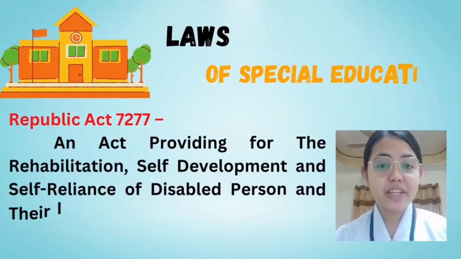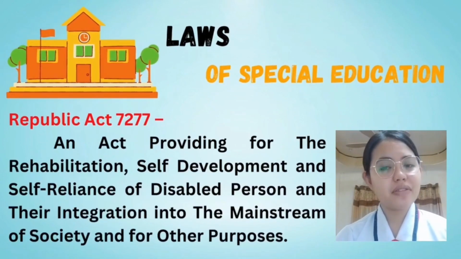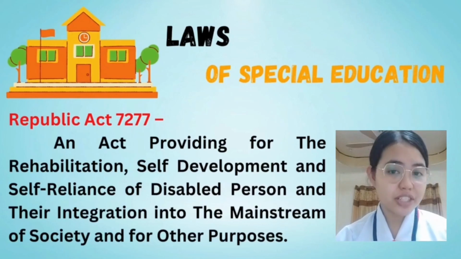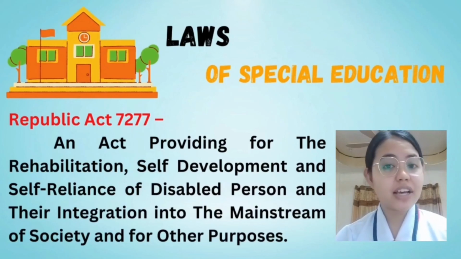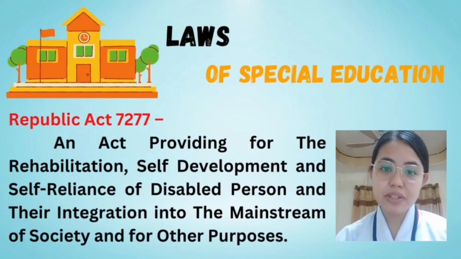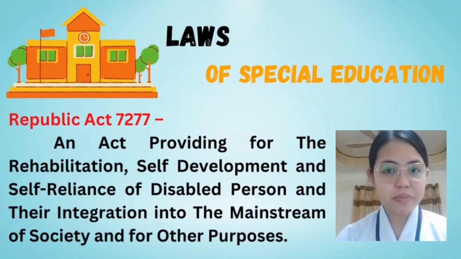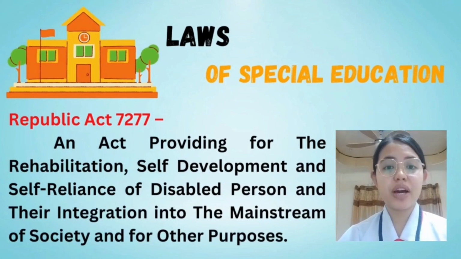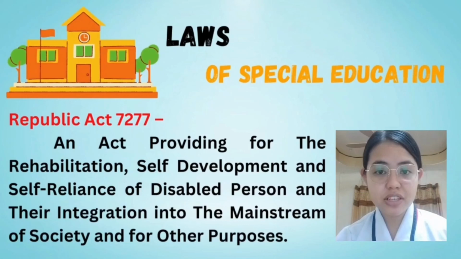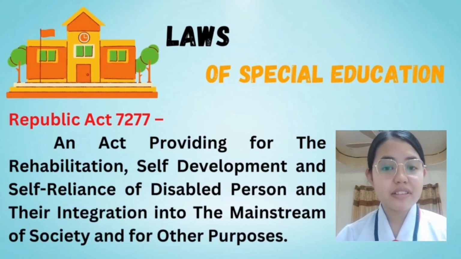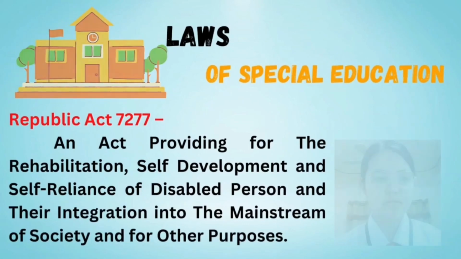We also have here the Republic Act number 7277, otherwise known as the Magna Carta for Disabled Persons. This act aims for equality between persons with disability and other people according to their rights. So this act aims to have the same rights, the same privileges, despite having these special needs.